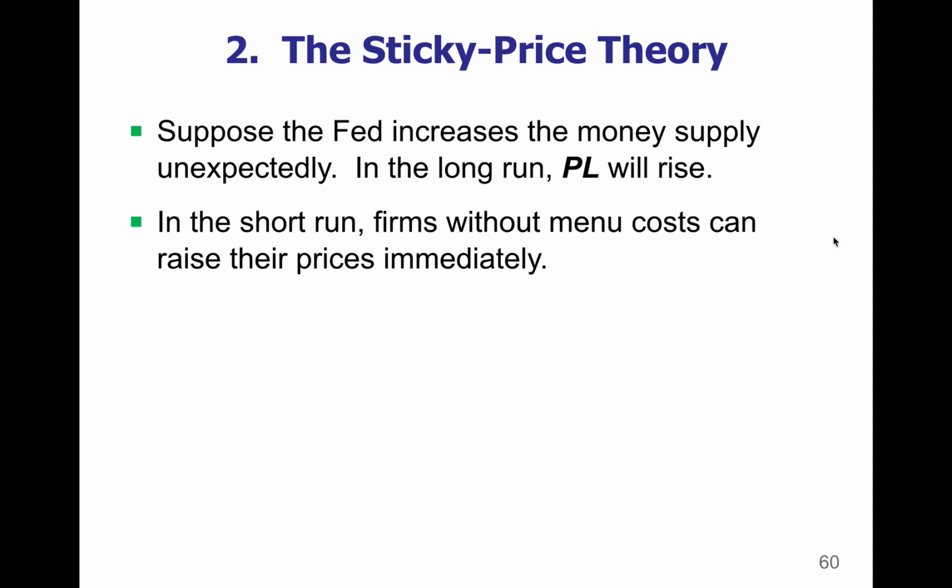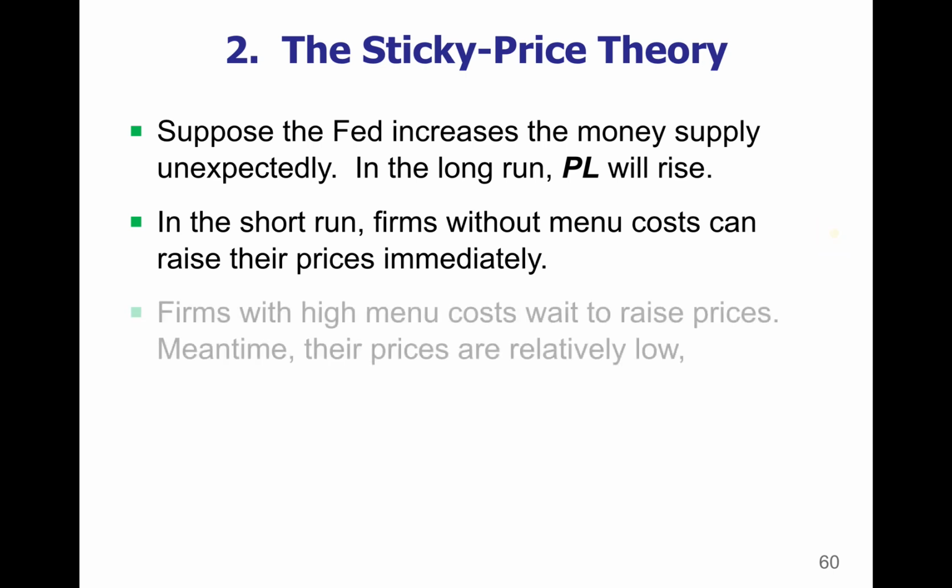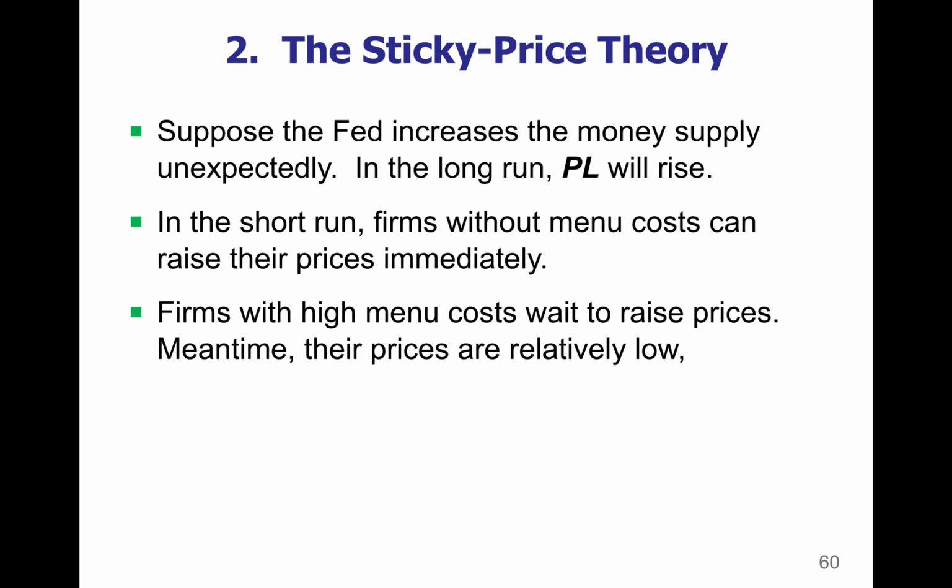But firms that have really high menu costs have to determine if the increase in price level is going to be worth it for them to incur the menu costs and still make money once that's completed. So firms with high menu costs wait a little while. They want to make sure that price level is going up and it's going to stay going up so that they can pay for the menu costs. So in the meantime, their prices are relatively lower compared to the firms who immediately raise their prices.